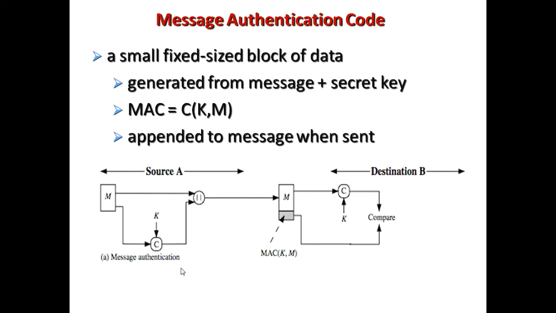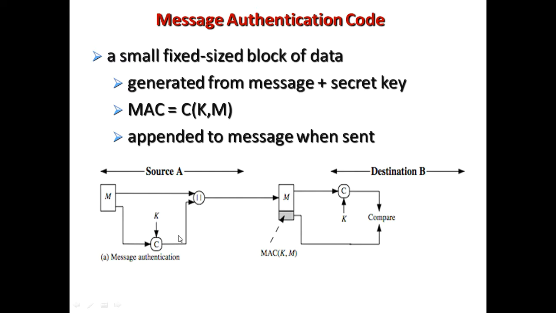Now see an example of how to compute the MAC. Let's look into the figure. There is a message and there is a key. Here the MAC will be generated. MAC is equal to C of K and M. K is the secret key, and C is the MAC algorithm or MAC computation. The C is a MAC algorithm performed on the plain text M using the secret key K.